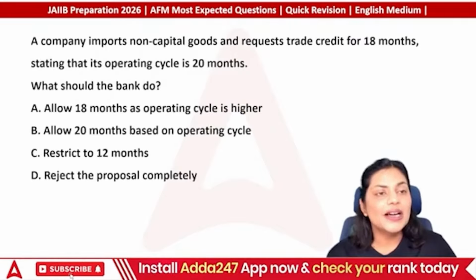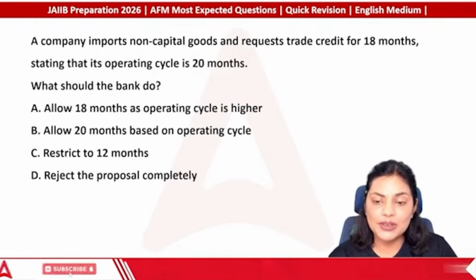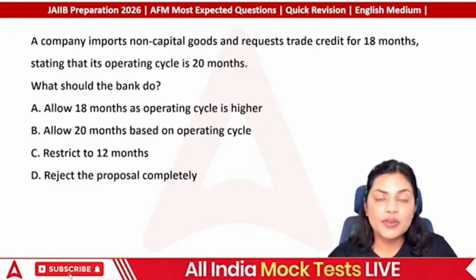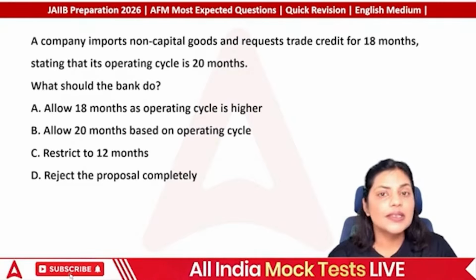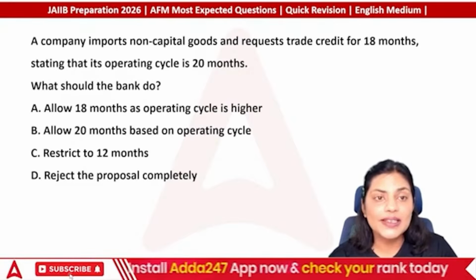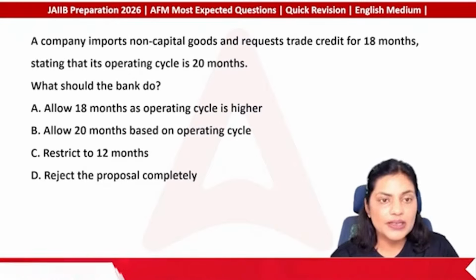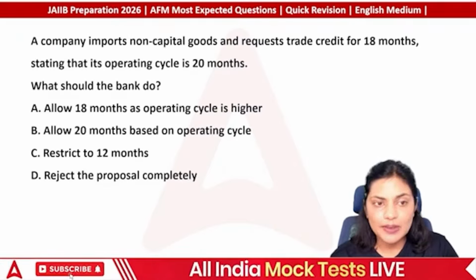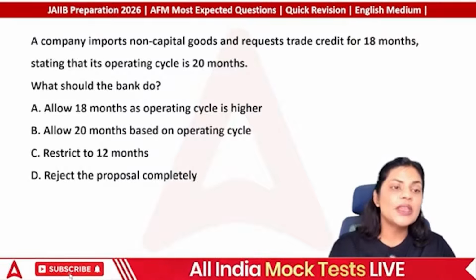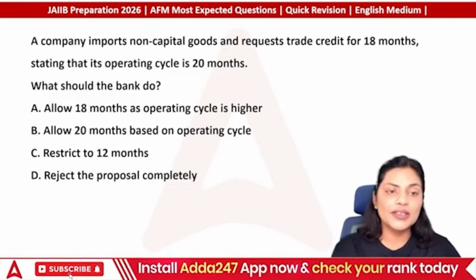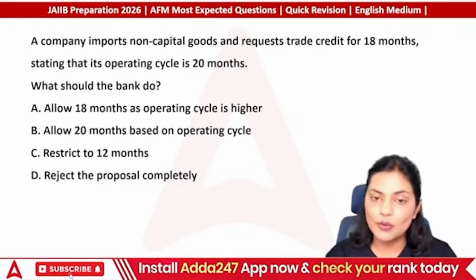Then, a company imports non-capital goods and requests trade credit for 18 months, stating that its operating cycle is 20 months. What should the bank do? Allow 18 months as operating cycle is higher, allow 20 months based on operating cycle, restrict to 12 months, reject the proposal completely. What do you think would be the right answer?